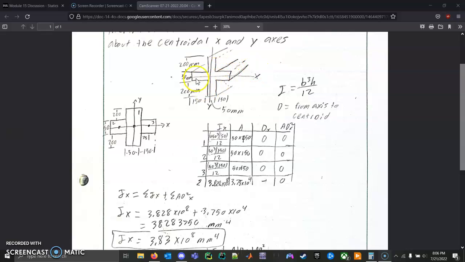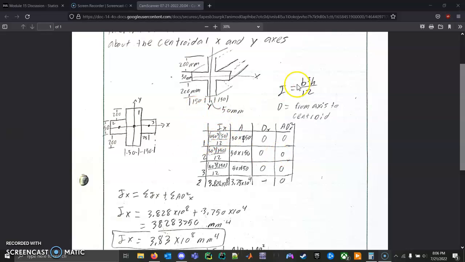The first step I took in solving this problem was to state my I, which is b cubed times your height, that's your base, over 12, and my d is from the axis to the centroid. Right here is the same figure, just redrawn, showing my centroid points and labeling my figures 1, 2, and 3. And here is the table to solve for the x axis.